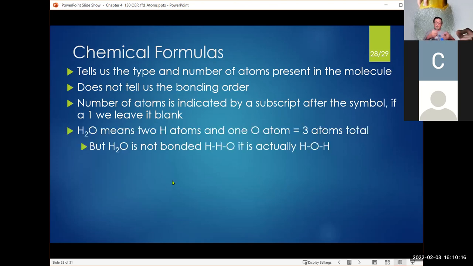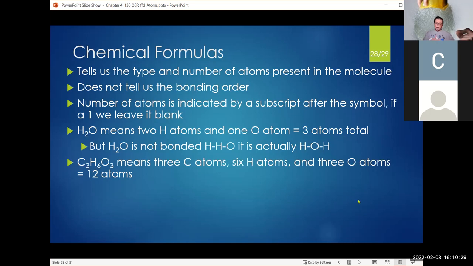Okay. For example, we talked about H2O. There are two hydrogens and one oxygen, for a total of three atoms. Okay, we have a formula here that is C3H6O3. Don't really care about what it is. It could be multiple things. It's a very general formula. What you need to take away from this is simply that there are three carbons, six hydrogens, and three oxygen atoms in that whole compound, for a total of 12 atoms, okay?